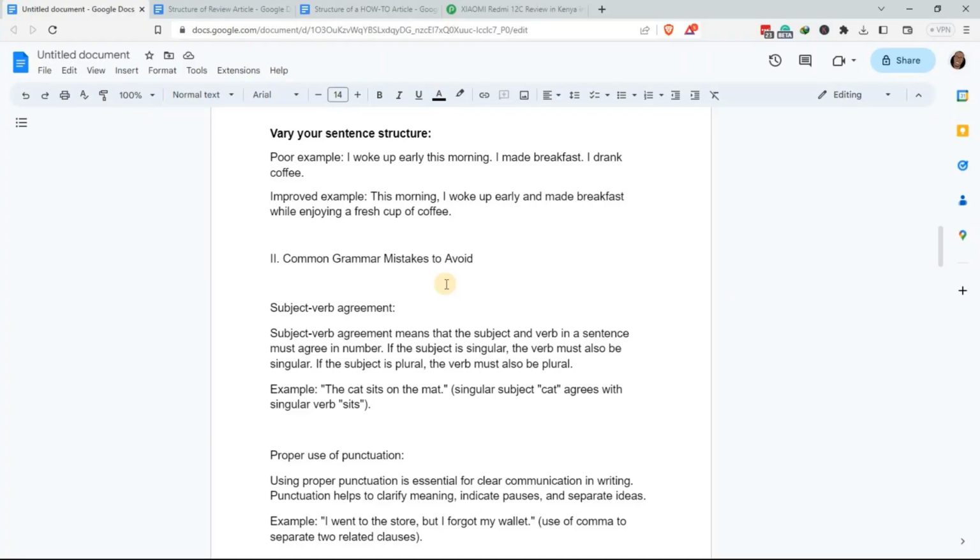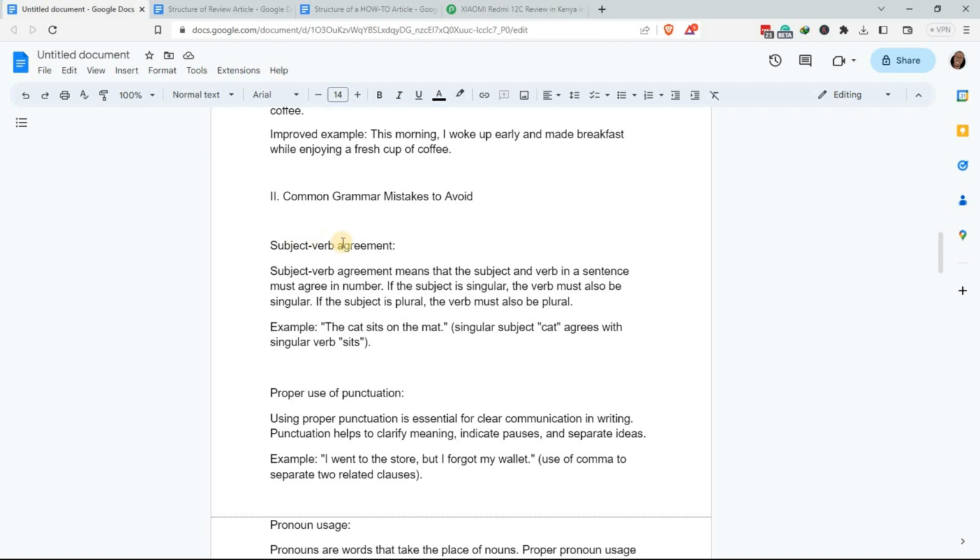So now let's talk about common grammar mistakes to avoid. I'm not trying to take you back to your English class, but of course I'm trying to mention some things that you can use, or you can avoid, when writing your articles. There is what you call subject-verb agreement. I'm going to give you an example, for it to make sense.